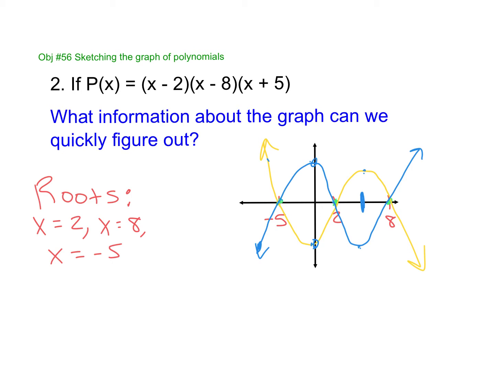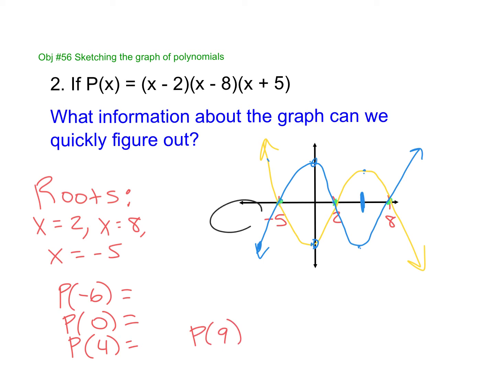So we're going to plug in numbers to the left, to like between each of them. You can pick any number you want. So we can plug in p of -6. What do we get there? P of 0, say p of 4, and then p of 9. So I'm picking a number somewhere over here, less than -5, so -6, and somewhere between 2 and -5, I just pick 0.